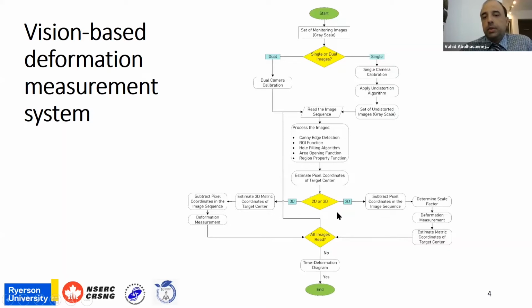As you see here, the image processing method includes various stages: Canny edge detection, ROI function application, hole filling algorithm, area opening function, and region property function. After this stage, for each of the 2D and 3D deformation measurements, we have to follow different instructions. And finally, we get and estimate the deformation of the structure.